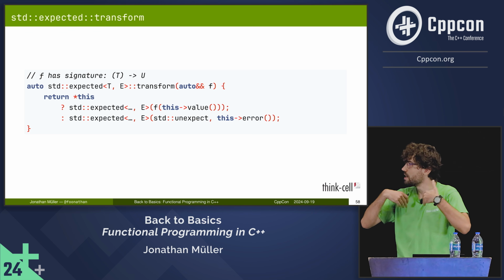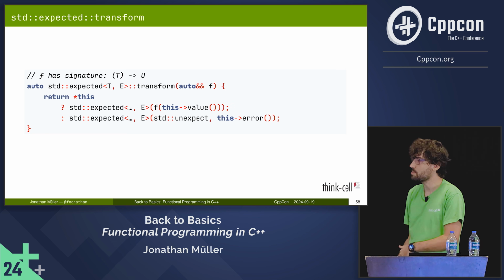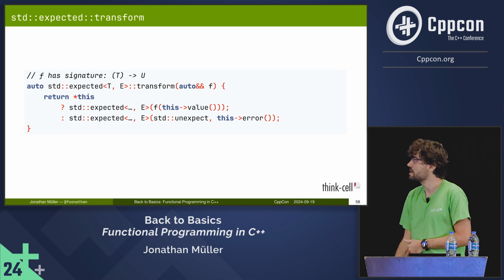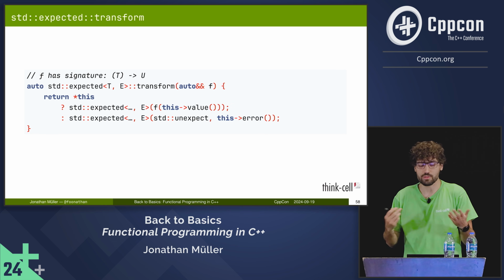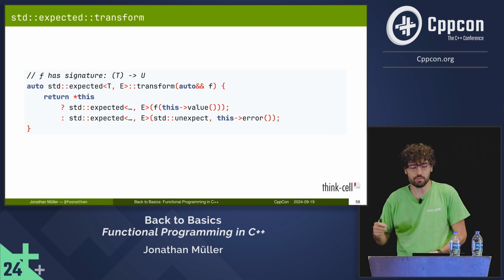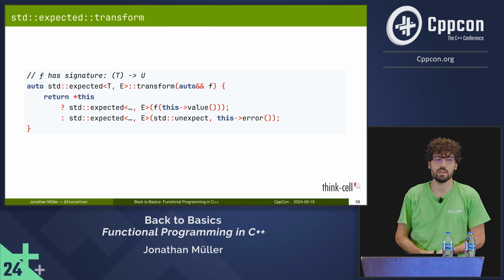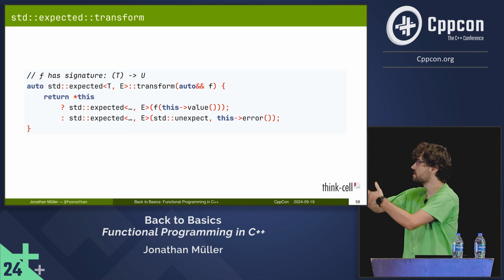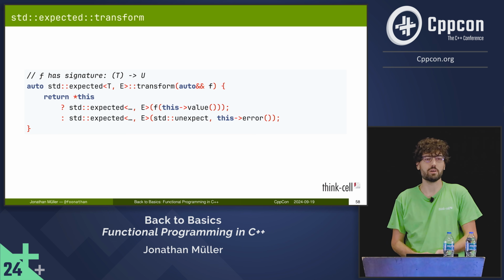We want to get an expected user to an expected email using a function that maps a user to an email. Luckily, there's transform, right? So transform takes a t, maps it to a u, and then we wrap that into our expected. So if we have a value, we transform the thing. Otherwise, we leave the error unchanged.